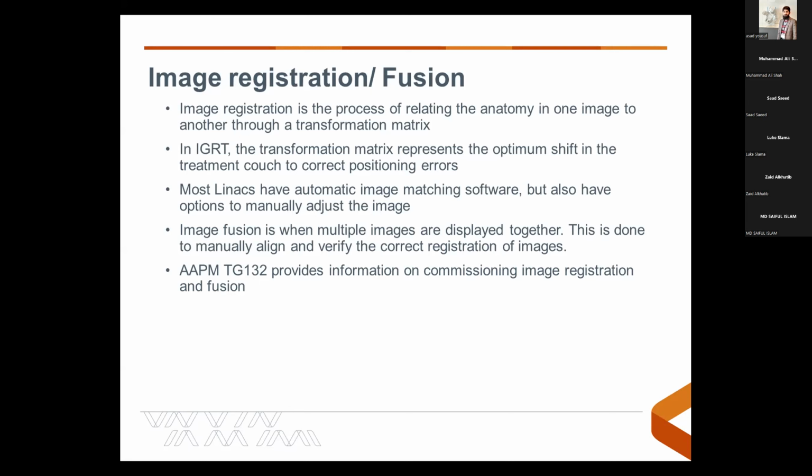Image fusion is when multiple images are displayed together, and this is done to assist in aligning and verifying the correct registration of image. AAPM TG132 is a recent document that provides information on commissioning image registration and fusion algorithms, both on the Linac and in the treatment planning system. So this is talking about rigid registration. There's also deformable registration, which is more used for adaptive planning, and more modern systems are available now that can do adaptive planning with deformable registration.